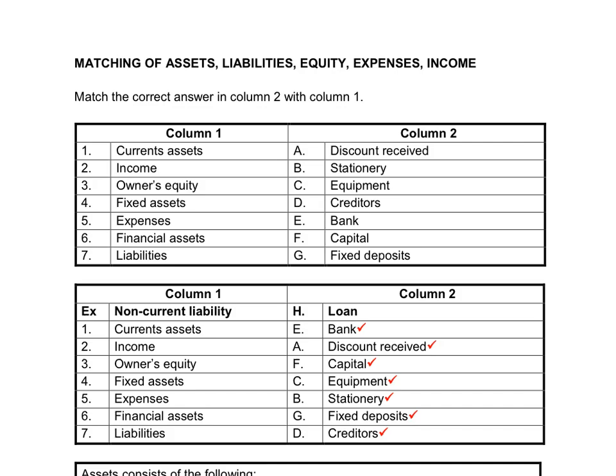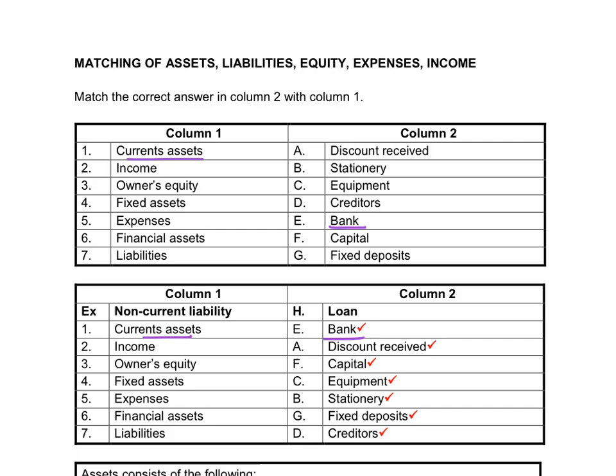Current assets. What is a current asset? It's an asset that will change on a regular basis within 12 months in the future. That could be bank, cash float, petty cash, inventory, and debtors. So if we look at this list, we have to look and see for one of those that I've just mentioned, and the only one that's available here is bank. So the one that will go with current assets will be the bank.